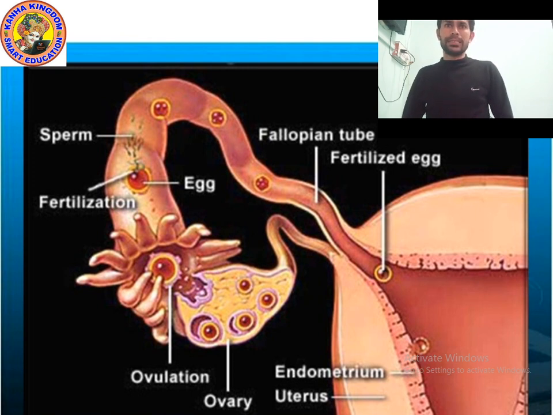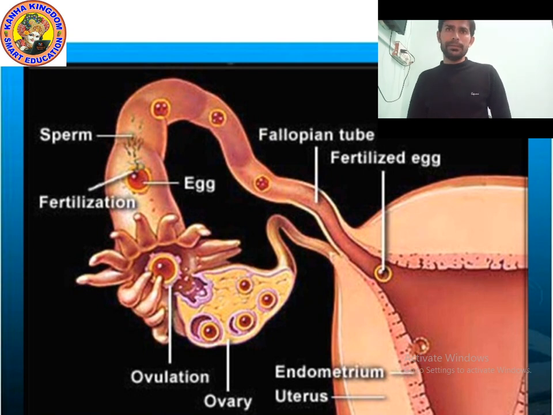Can you see the circular shape structures which are reaching inside the fallopian tube? And can you see in the ovary eggs are present? The eggs are released from the ovary and they reach the fallopian tube.